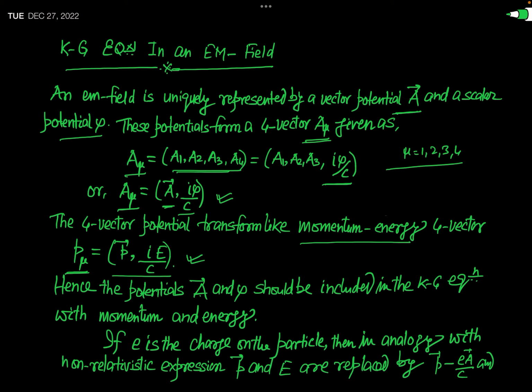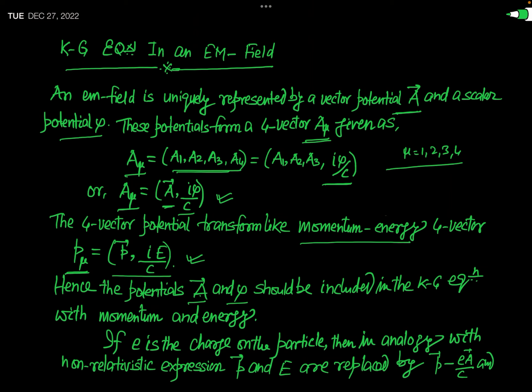And this is the reason that we simply say that this 4 vector potential, or you can say the vector potential A and the scalar potential phi, can be included in the Klein-Gordon equation with momentum and energy.